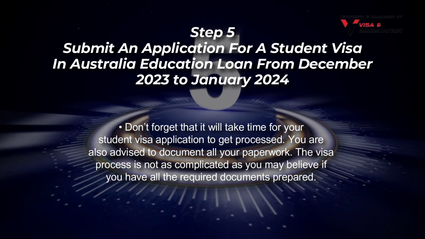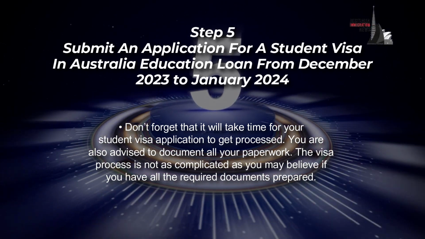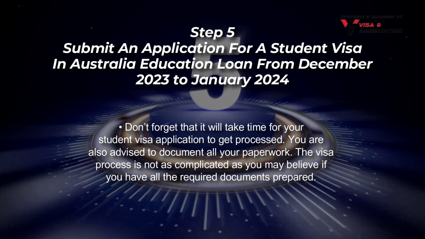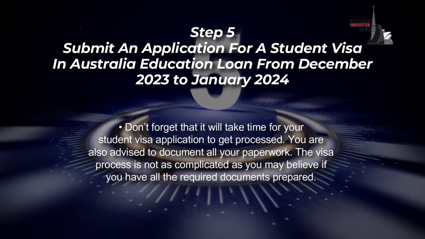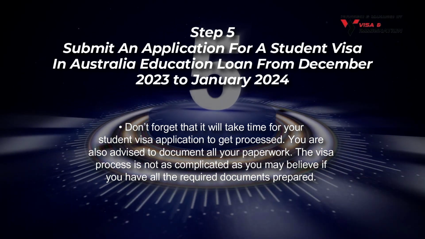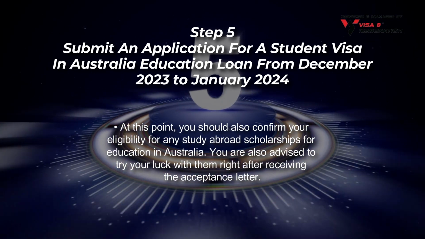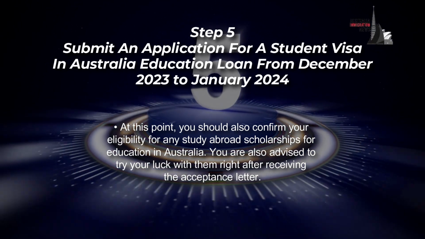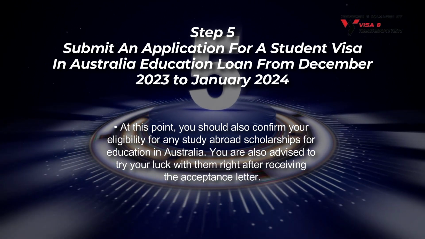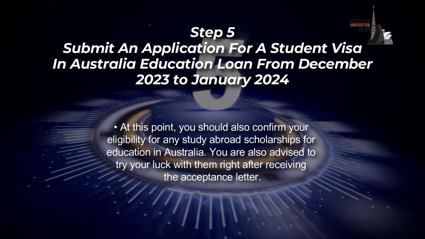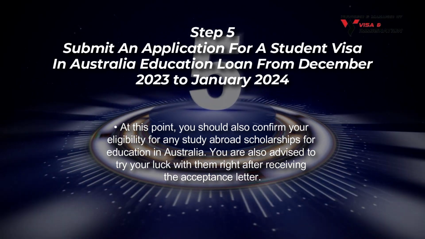You are also advised to document all your paperwork. The visa process is not as complicated as you may believe if you have all the required documents prepared. At this point, you should also confirm your eligibility for any study abroad scholarships for education in Australia. You are also advised to try your luck with them right after receiving the acceptance letter.